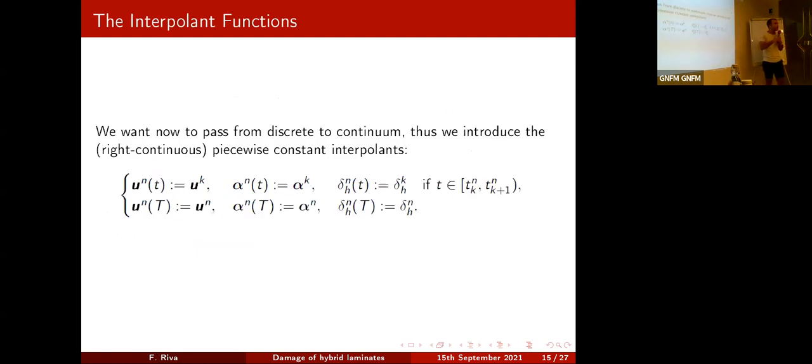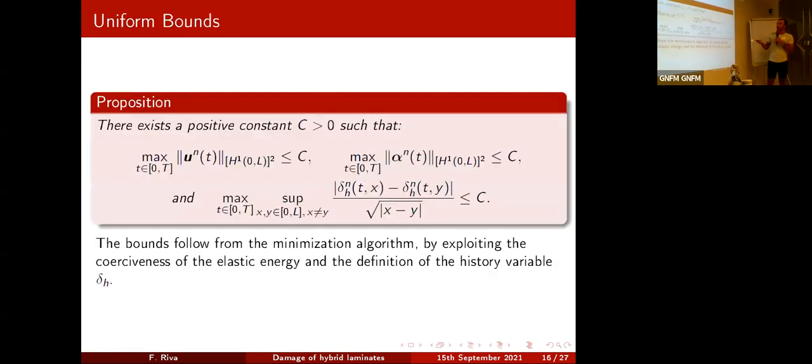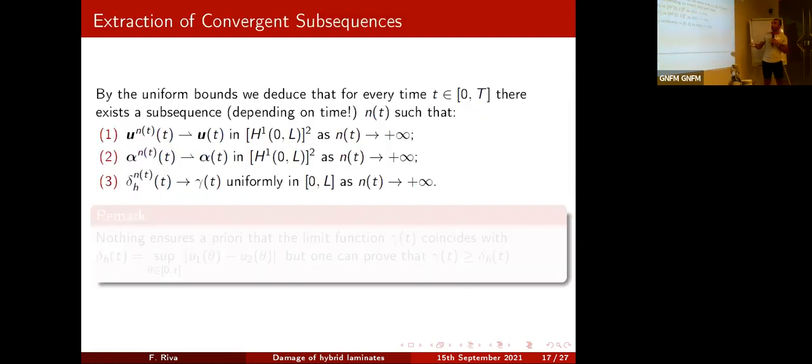Then one here has only a bunch of points. One needs to build some interpolants at these points. We chose piecewise constant interpolants. That was enough. Then we were able to prove some uniform bounds, starting from this algorithm and thanks to some compactness property. And thanks to the bounds, we were able to prove convergence in some sense of all the variables.